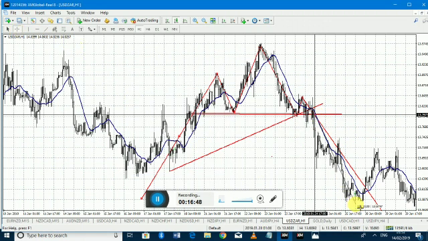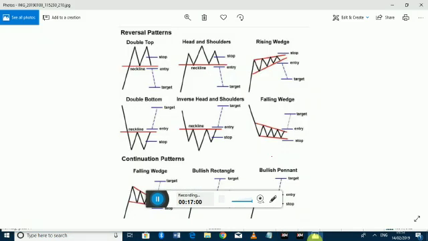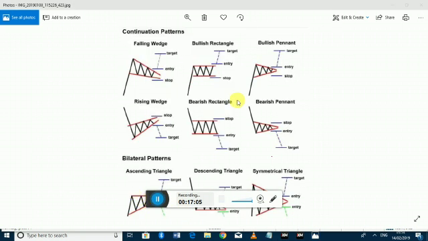So we can look at some continuation patterns because we already looked at reversal patterns. We can look at the rising wedge. I also gave a signal out in the group of this pattern. So guys, you have to remember that all these patterns are going to add up to the main strategy that we are going to get at the end of the week. So we have to focus on all the small things that I'm going to talk about.